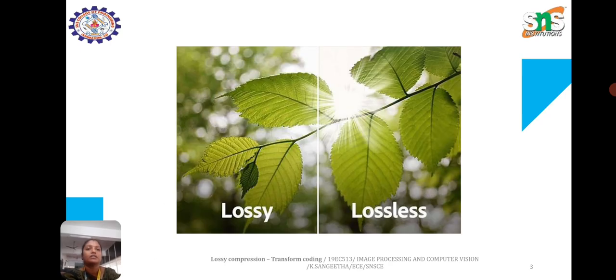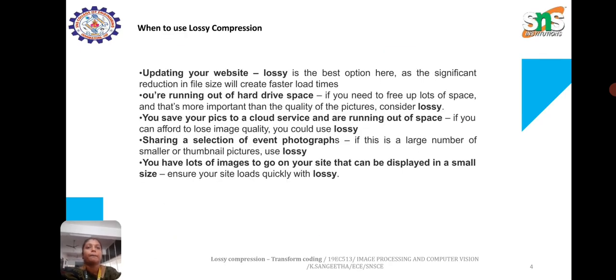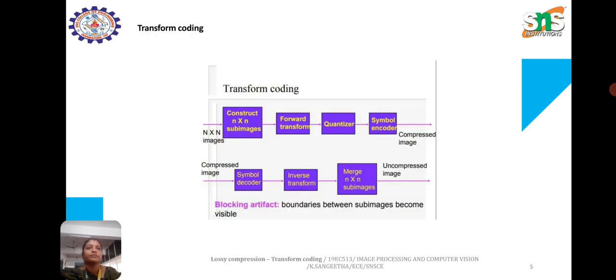So let us discuss transform coding. Transform coding is a lossy compression. Transform coding is a widely used method in image and video compression, that is JPEG and MPEG. The basic idea behind transform coding is to convert spatial data, that is pixel values, into frequency domain data, where most of the useful information is concentrated in a few coefficients which can be compressed efficiently.